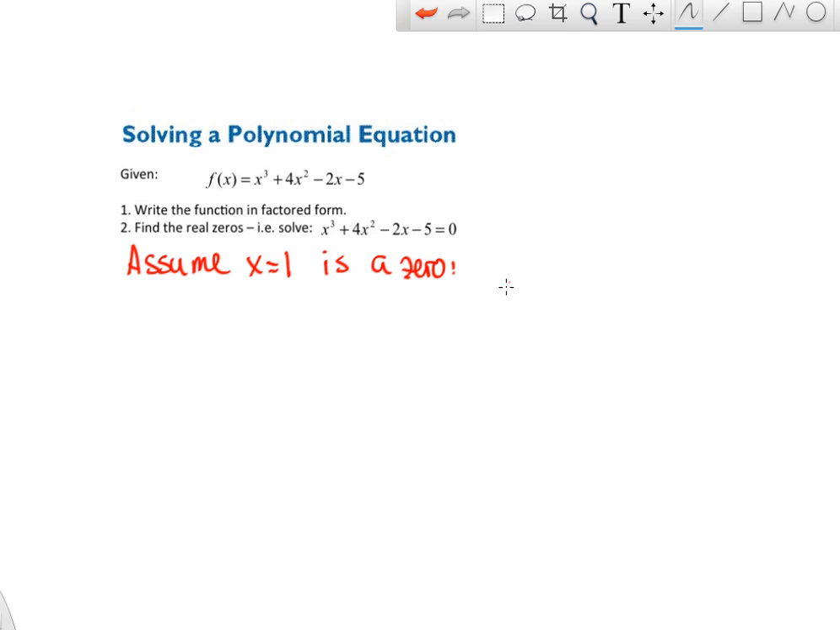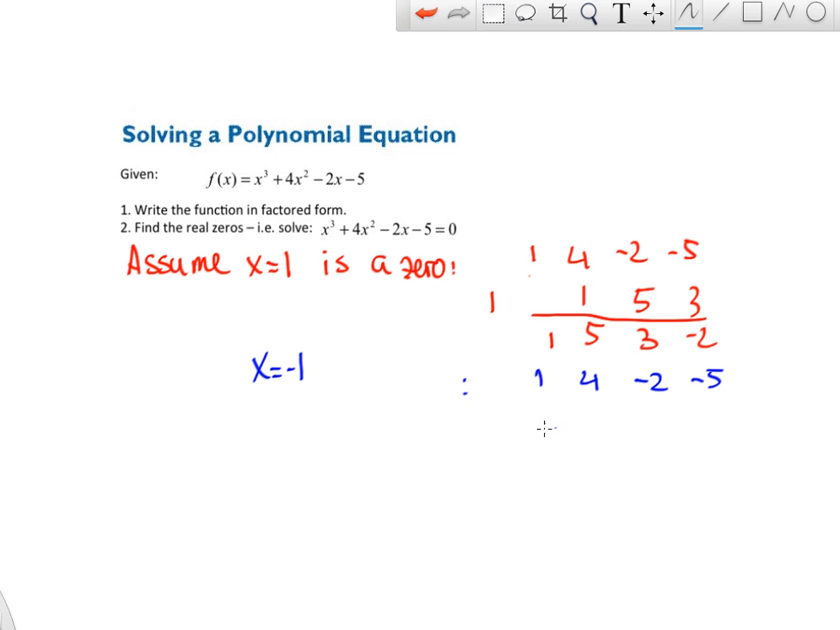If this is true, then if I use a 1 here and then do synthetic division, this should work. So 1, 1, 5, 5, 3, 3, -2. So no. So we'll do the same thing, and now I'm going to just say, well, what if it's a -1? Then I could do 1, 4, -2, and -5. -1, drop the 1, -1, that's 3, -3, it's a -5, that's 5, that's 0.